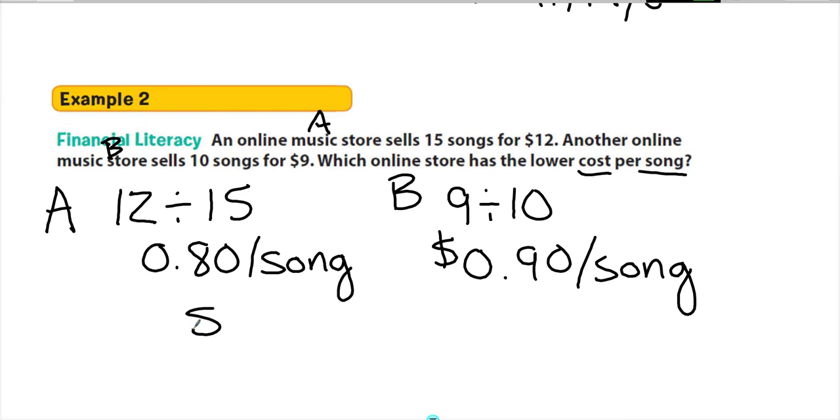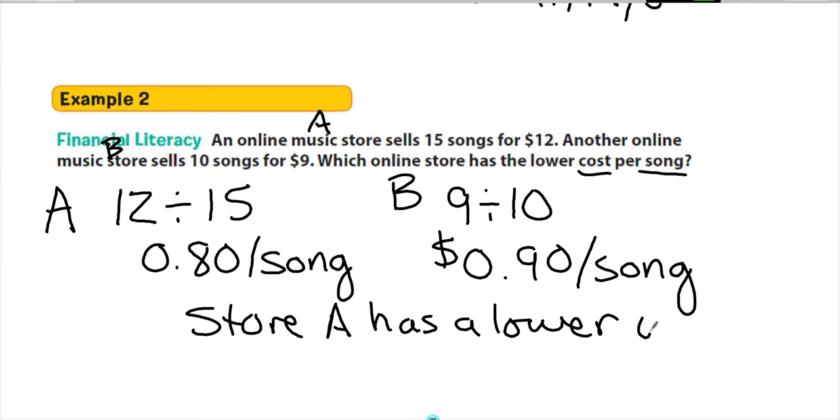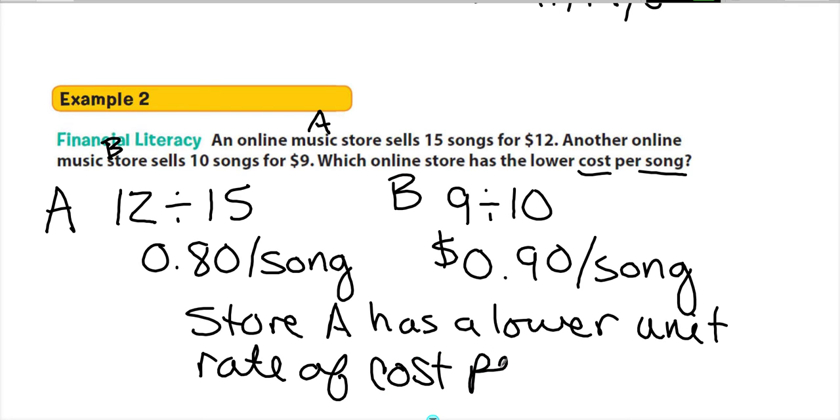So we'll say store A has a lower unit rate of cost per song. Okay, so just give me one little short sentence. Just kind of restate what's going on in the problem. So first, tell me which one it is. Store A. Well, why is it store A? Because it has a lower unit rate. And what does that consist of? Cost per song. All right, so when those come up, oh, I forgot my dollar sign over here. There we go.